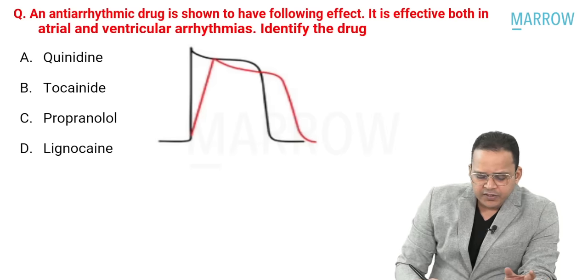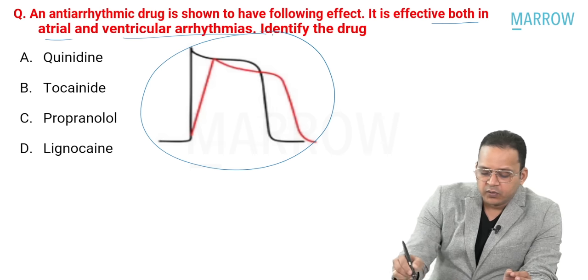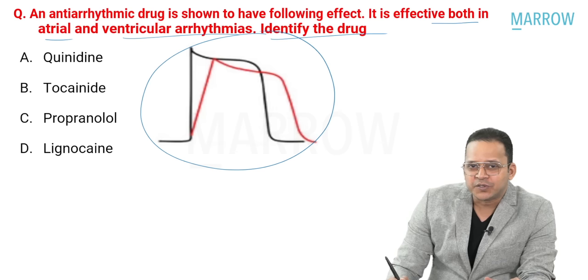Now coming to another image-based MCQ. An antiarrhythmic drug is shown to have the following effect. This is the effect that is seen here. It is effective both in atrial as well as ventricular arrhythmia. Identify the drug.